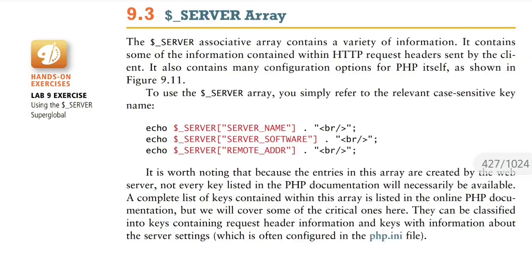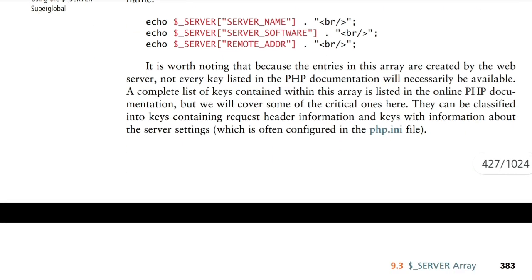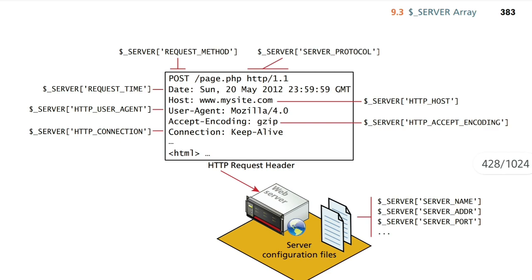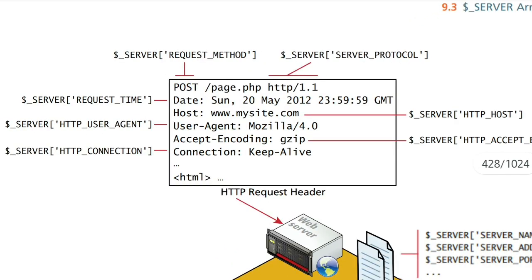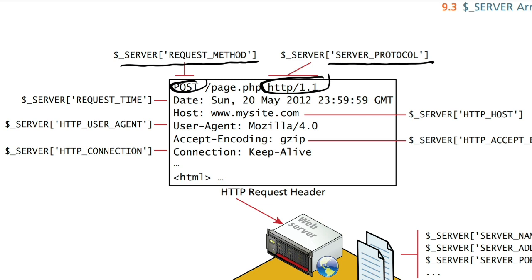In the same way, like get and post, we have the server array as well to get the information of the server, like server name, server software, and remote address. So for that, we'll be using the server array. These are the important things which you need to know. We will be discussing each one by one. What is server request method? It is post or get. That's the first thing. Then server protocol, which protocol you are calling, HTTP/1.1, and the request time is this one, date is given here, and the HTTP user agent is Mozilla 4.0.